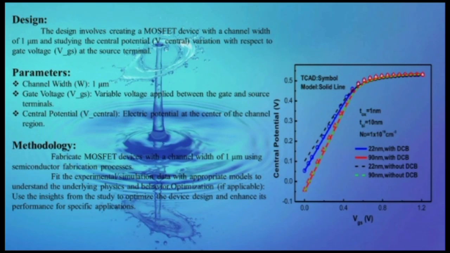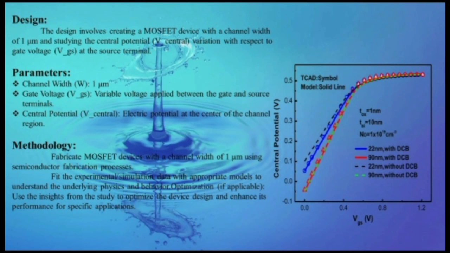In this next graph, we are going to see the design parameters and methodology. Design a MOSFET device with a channel width of 1 micrometer. Study the central potential variation with respect to gate voltage at the source terminal. The parameters are channel width, gate voltage, and central potential. The methodology is to fabricate the MOSFET device with a channel width of 1 micrometer using standard semiconductor fabrication techniques.